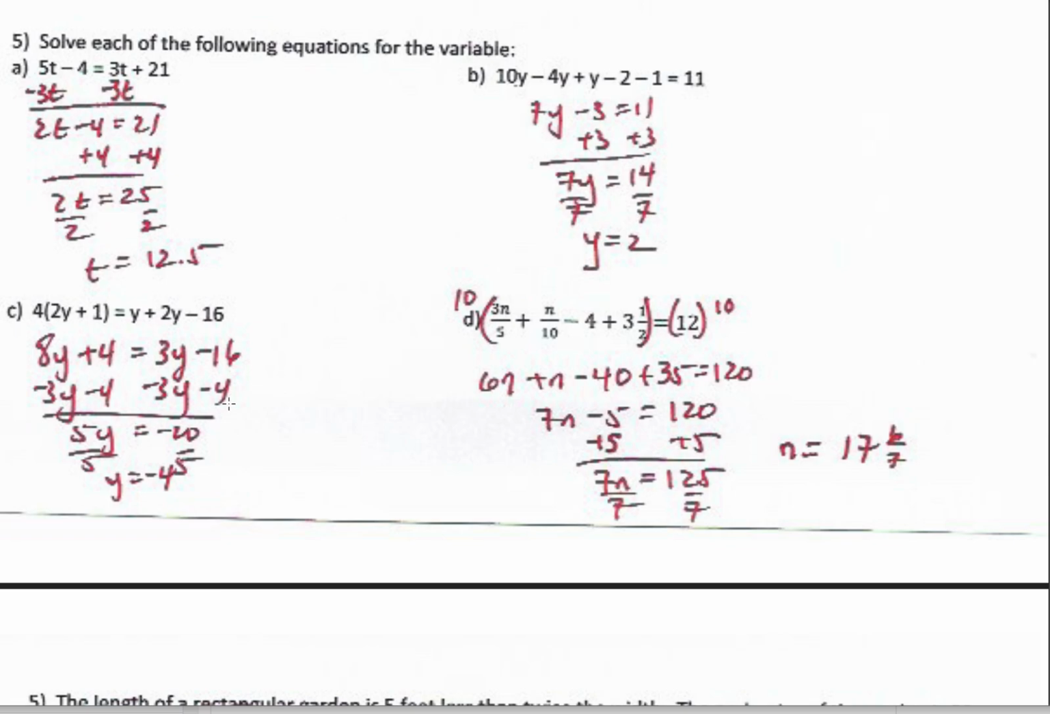I was at the bottom of the page. 5y is negative 20, divided by 5y is negative 4.